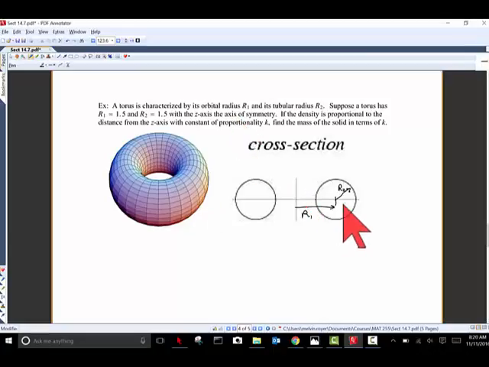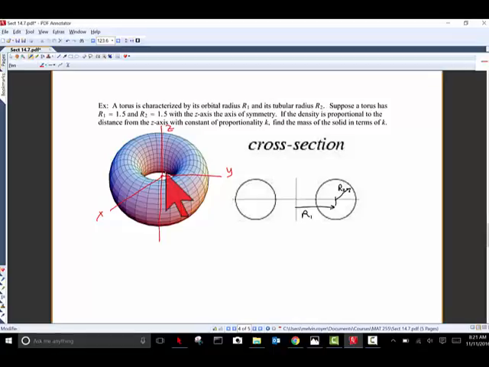So the orbital and tubular radius, they're called. Suppose I have a torus with orbital and tubular radius both 1.5, and the z-axis is the axis of symmetry. So then I have a picture like this, where the z-axis is going down through the center of symmetry of the donut, and then I can put an x and a y here to think about it.